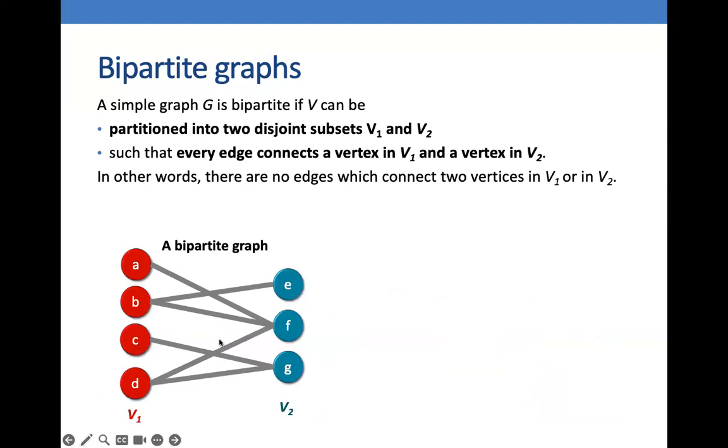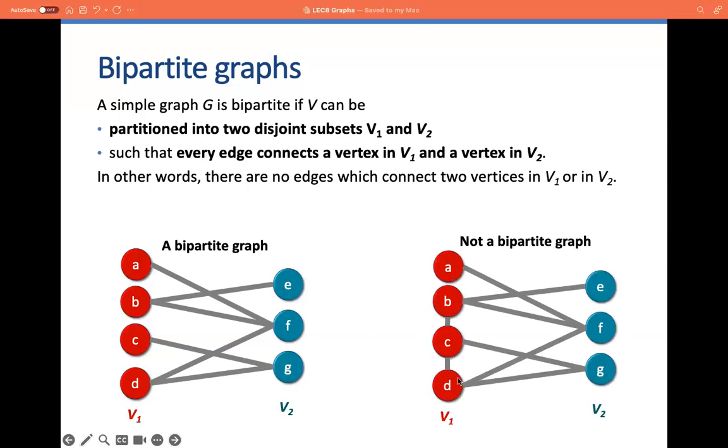Okay, so if this is a bipartite graph, then this, on the other hand, is not a bipartite graph. So this violates what we said, that the graph G must be partitioned into two disjoint subsets. But in this case, since B and C and D are connected, they are not disjoint. This V sub 1 is not disjoint.